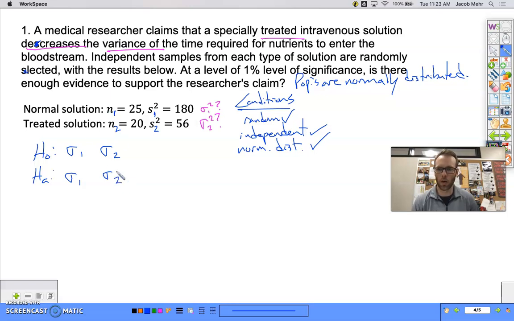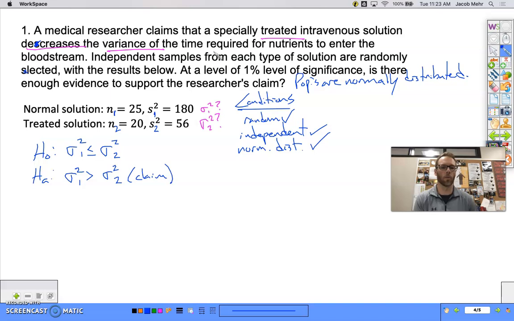So if the new one, which is the second one, has decreased the variance, this needs to be less than that. So this is our greater than sign, and that's our claim. Our null hypothesis would then be that the variance of the first one is less than or equal to the variance of the second. And I forgot my squareds here because these are variances.